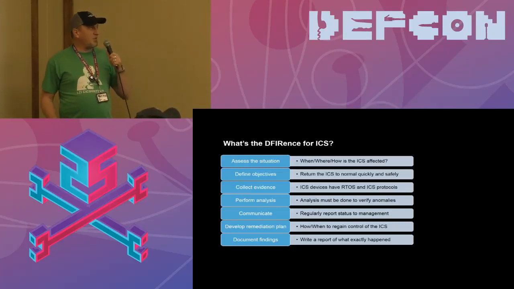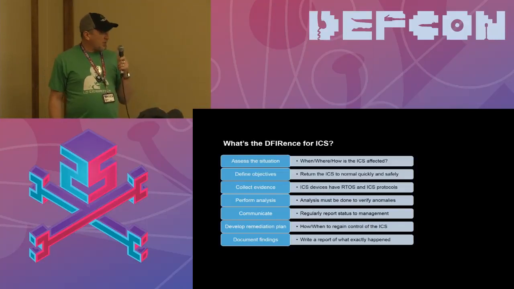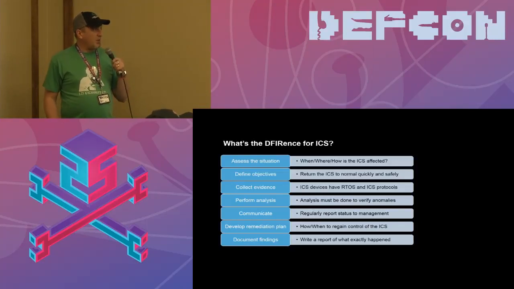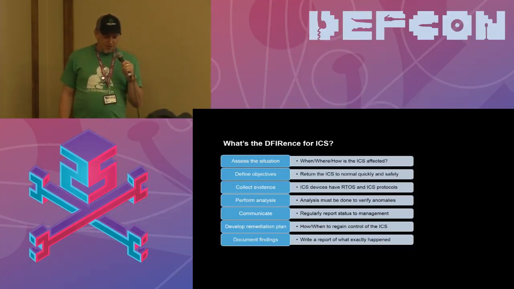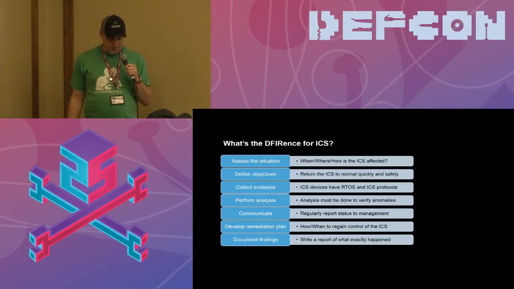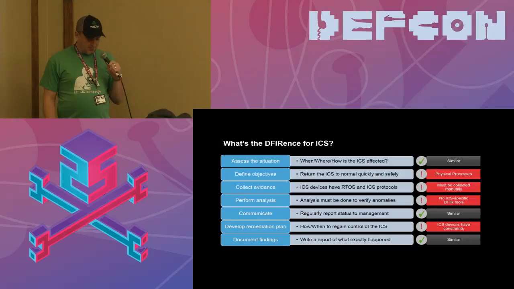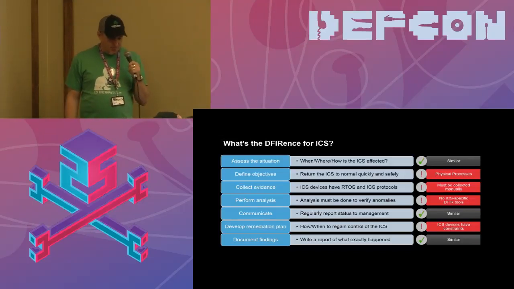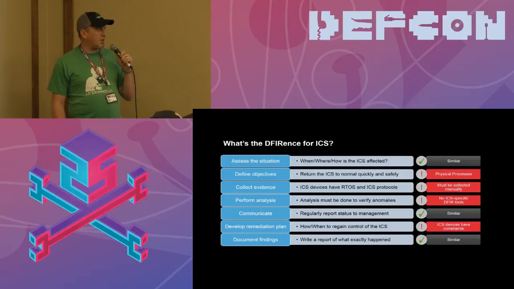So what is the difference for ICS? Hopefully that's the pun of the day. So for assess the situation, when, where, how is ICS affected? Define objectives, return the control system to normal quickly and safely, collect evidence. ICS devices have real-time operating systems. I won't read the rest, but here's the difference. You have a similar situation between IT, DFIR, and control system DFIR for assess the situation.